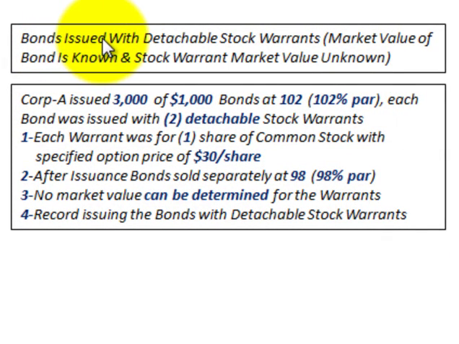Here we're going to be looking at bonds issued with detachable stock warrants, and we're going to look at the case here where the market value of the bond here is known, but the stock warrant market value here is unknown. And we're going to look at how we issue these bonds based on those facts here.